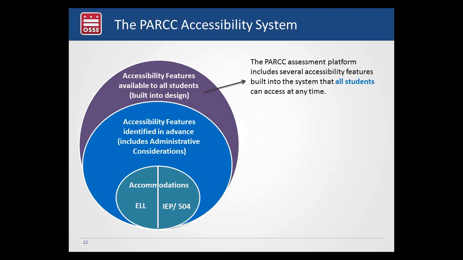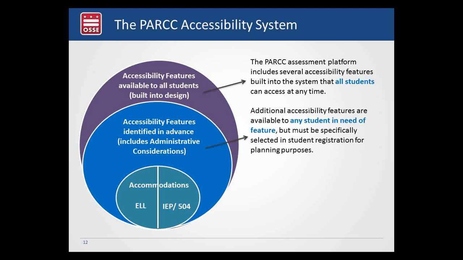Now, the PARCC testing platform, because it's a technological platform, there are certain features that have to be identified in advance versus certain features that are just automatically built into the system. And I will show you some examples of each of these on the next slide. But just so you know, the purple and the blue circles, those are all considered accessibility features that even students without disabilities could qualify for.